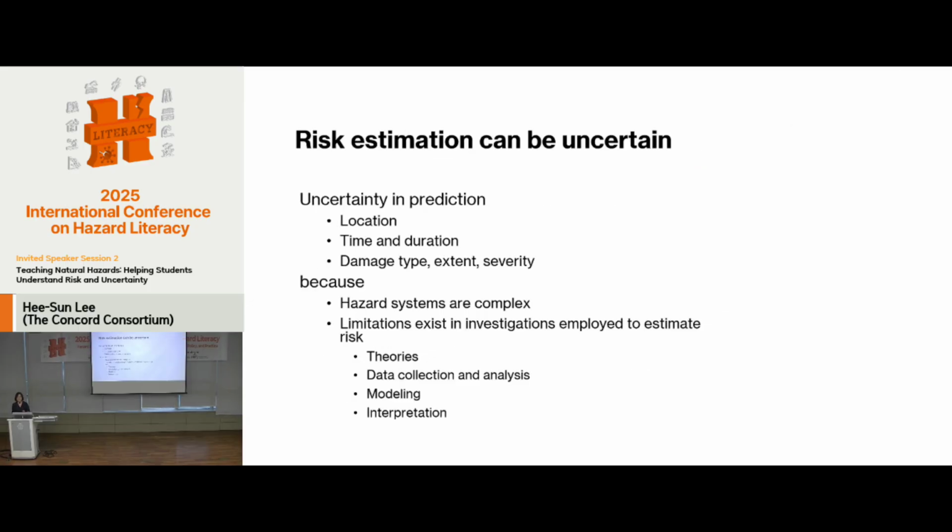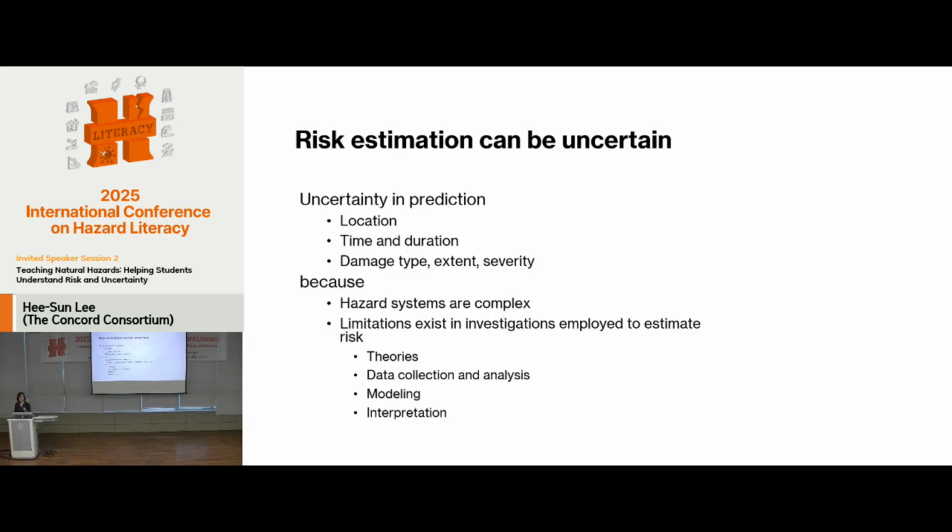However, risk, how much you are going to lose before a hurricane comes, is almost impossible to know. So it's uncertain. Lack of certainty is simply uncertainty. So we cannot really estimate exactly when, where, by whom, how much you are going to lose if this one comes. So prediction in location, time, duration, damage type, extent, severity, we don't know, simply. Also, why don't we know? Because hazard systems are complex systems, and also limitations exist when we put out our forecast for everybody.